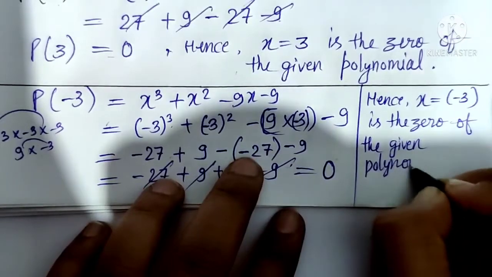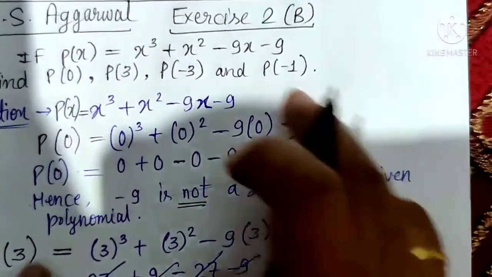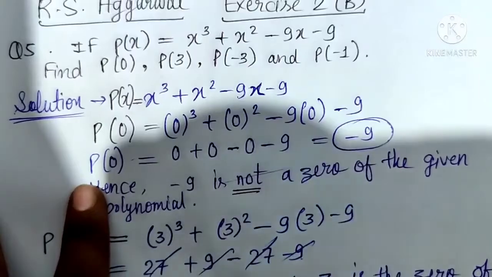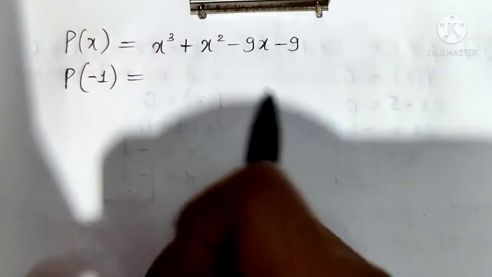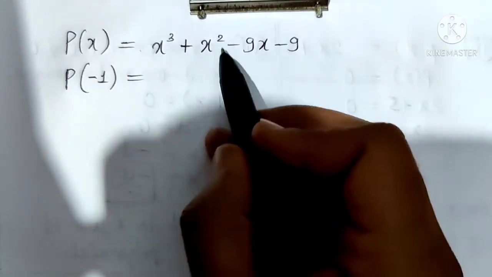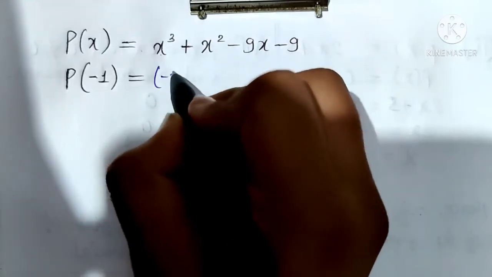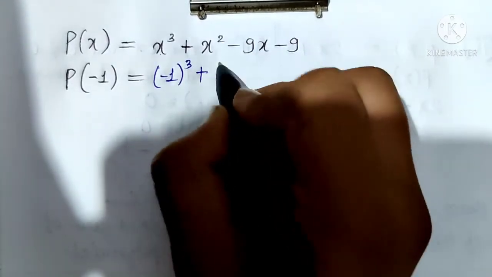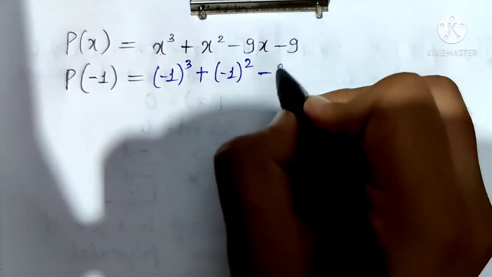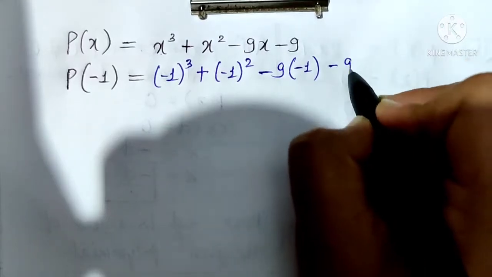Okay, so in this way we have done this much, but now we have to solve one more, and we have to put x = minus 1. So now the last part where we put minus 1 in place of x. So p(x) equals x cube plus x square minus 9x minus 9, and in place of x we will put minus 1 this time. So minus 1 whole cube plus minus 1 whole square, minus 9 multiplied by minus 1, and at last minus 9.